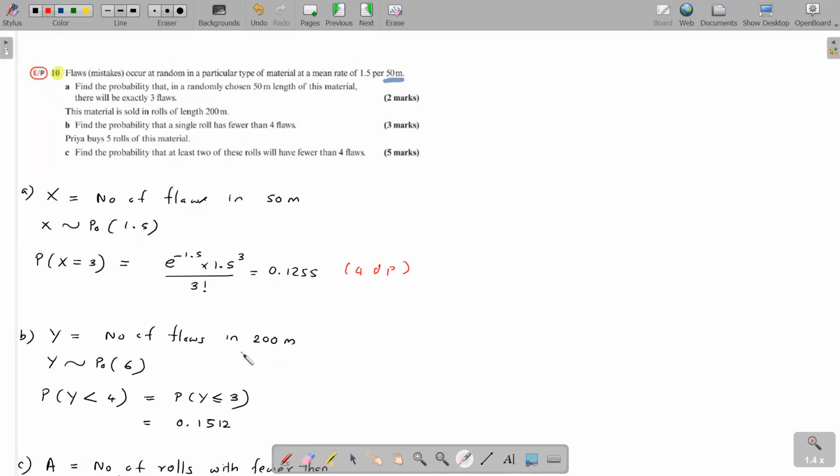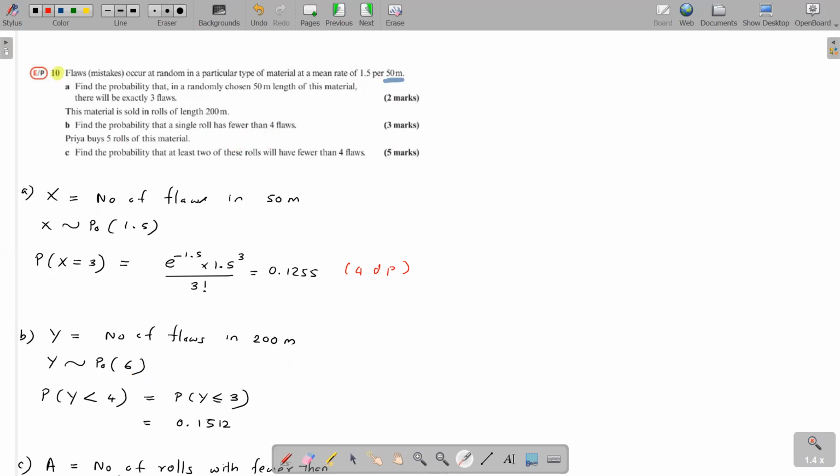200 length of material. And then Y follows a Poisson distribution. So guys, 50 times 4 is 200. Therefore 1.5 times 4 is what you need to get the lambda here, which is 6. So I need to find the probability that a single roll has fewer than 4 flaws.